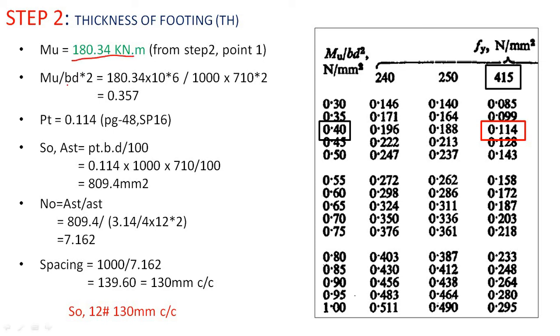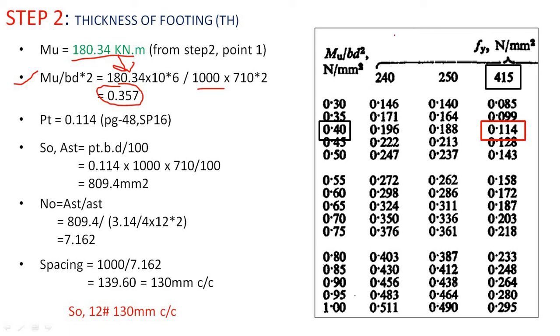Next we will find Mu upon bd square. All this is done for finding the reinforcement. So first we will find Mu upon bd square. We already have the value of moment, so we'll place it. Then we have b. B is per meter, so we have 1000 mm, into D. We have effective depth as 710 and its whole square. So we have the value of Mu upon bd square as 0.357.